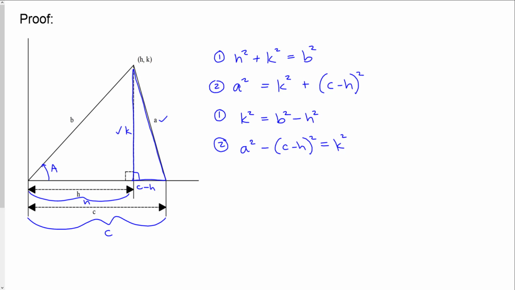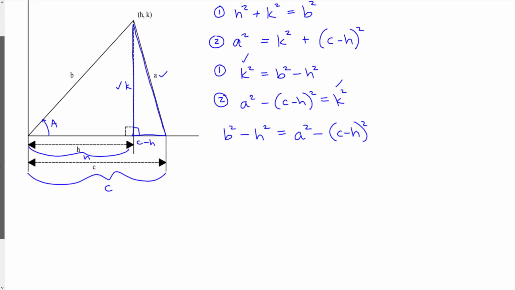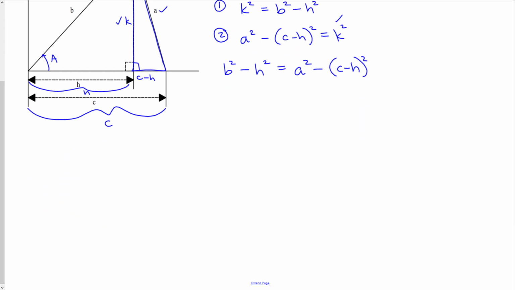Now, between those two, I have two different expressions that are solved for the quantity k squared. That means I can set both of those expressions equal to one another. So I can say b squared minus h squared is equal to a squared minus c minus h quantity squared. Since they're both equal to k squared, they're both equal to each other. And now I can just work with that algebraically.